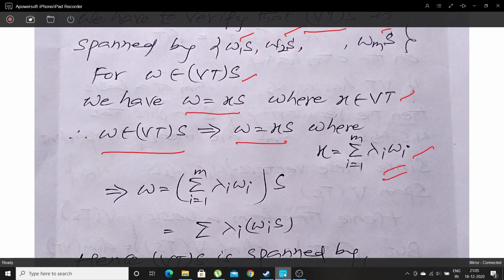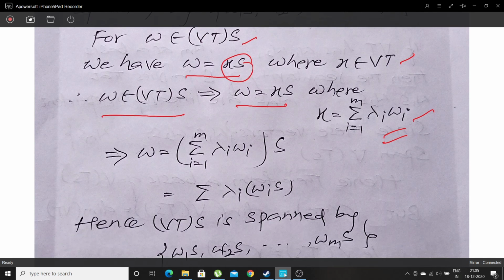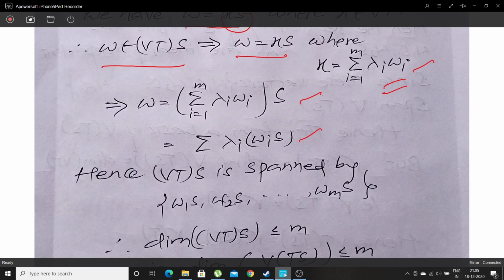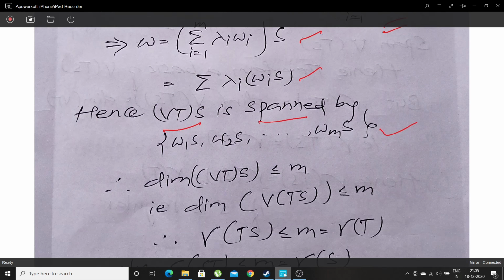Operating S on both sides, since W equal to XS, therefore W can be written as summation of lambda i Wi S. After grouping, we can say that VT of S is spanned by the set containing the vectors W1S, W2S, ..., WmS. Therefore, dimension of VT of S is less than or equal to M.